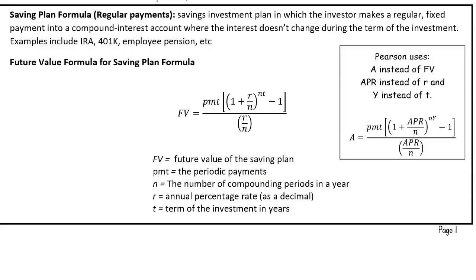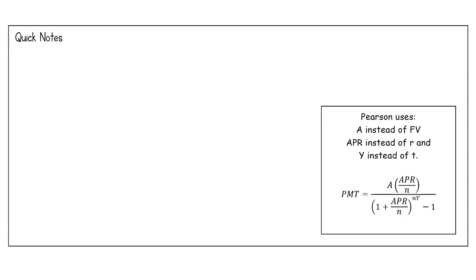There is a second way for solving this problem, and that is to rewrite this savings plan formula in terms of payment. So what I want is payment on one side and everything else on the other side. Now, lucky for you, we already have that formula written out. This will be payment equals FV times the rate over little n, all divided by 1 plus the rate over little n raised to the n times t, all minus 1.